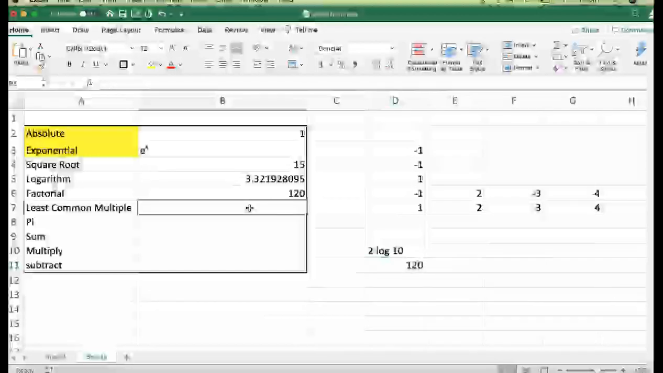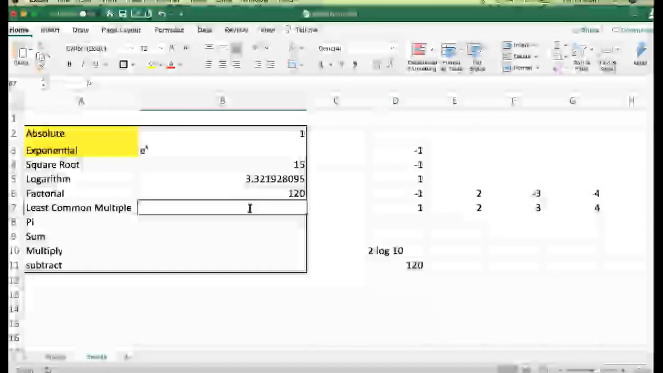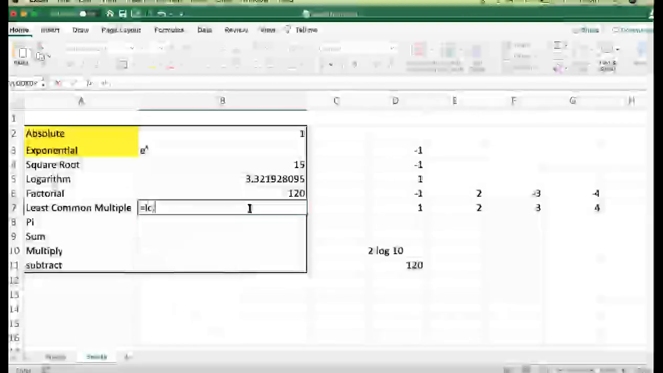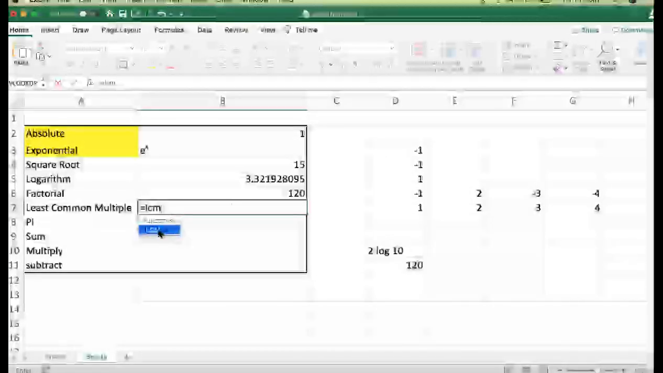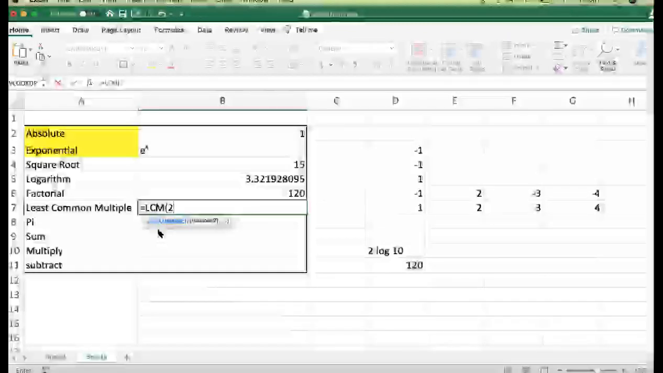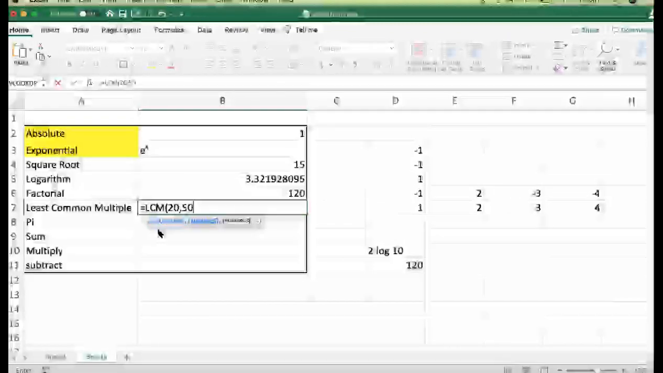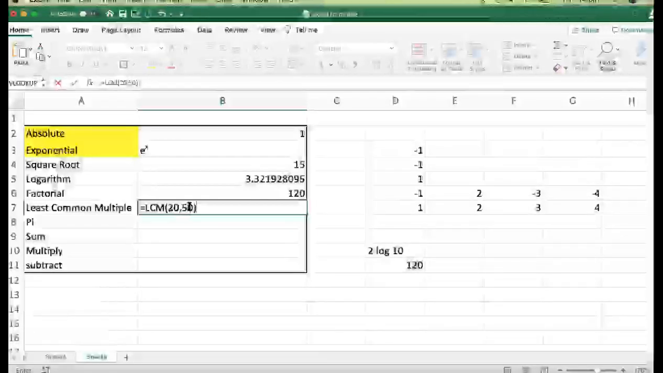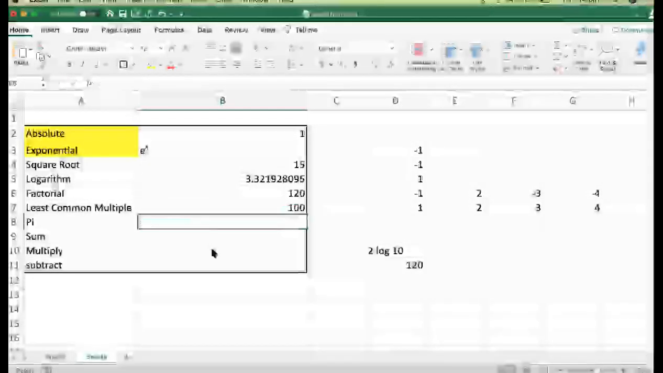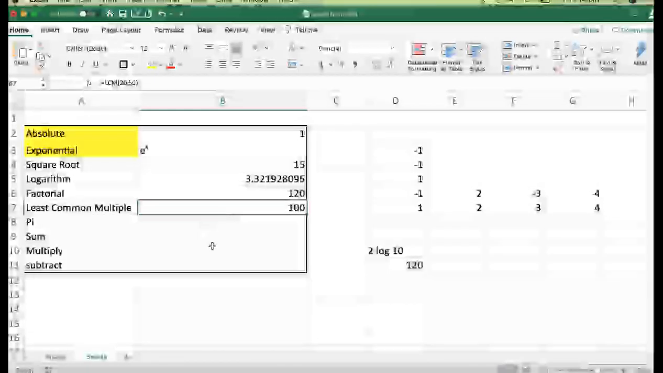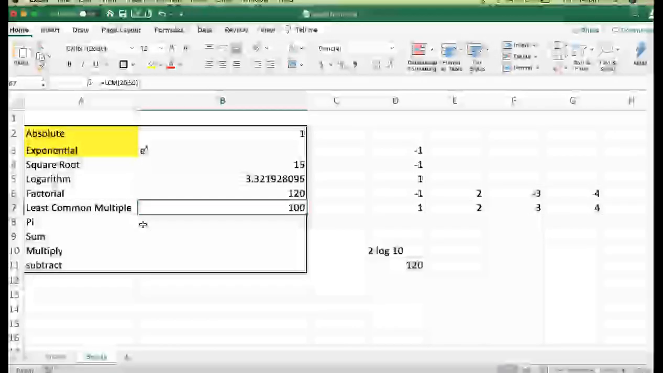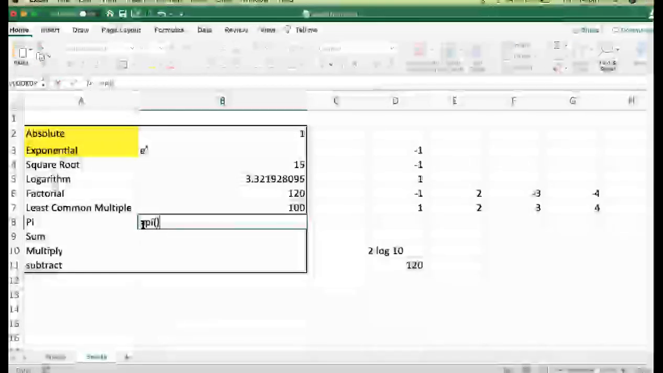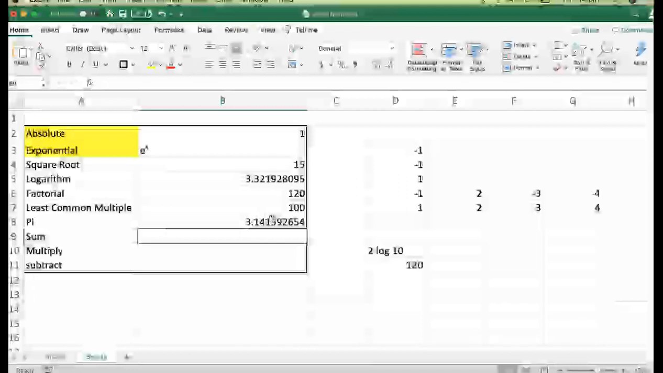And the next one is LCM. So this one is used in this way, we will select the formula, and then we will take two numbers, 20 and 50. Suppose we want to find the least common multiple between these two, so that will be 100. Okay, the next one is pi. How we will calculate it is equal to this one, so that is the value of pi.